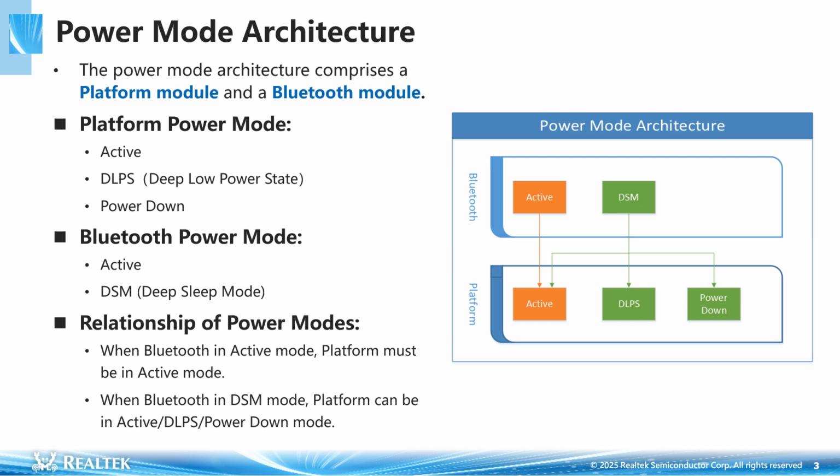The power mode architecture comprises a platform module and a Bluetooth module. Platform power modes include active, deep low power state, and power down, while Bluetooth power modes include active and deep sleep mode. When Bluetooth is in active mode, the platform must also be in active mode. When Bluetooth is in DSM mode, the platform can be in any power mode.